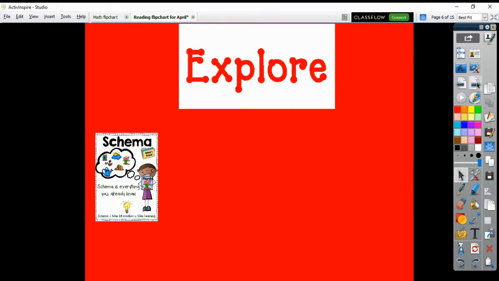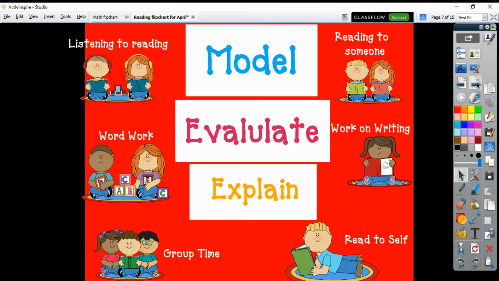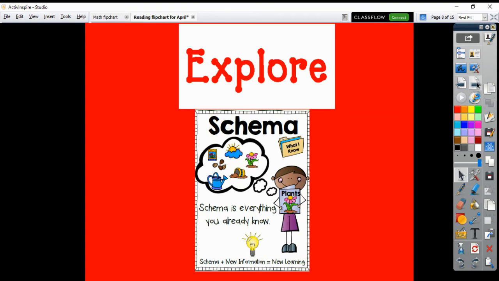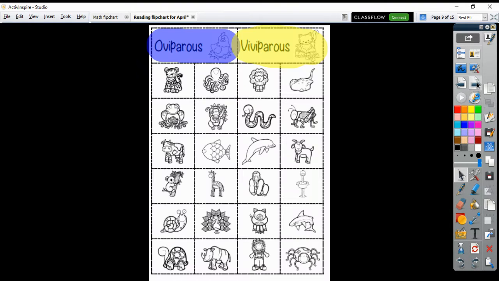And we're still going to be exploring schema today as we're going through our activity. And our schema, remember, is everything you already know about a topic. So today we're going to be talking about oviparous and viviparous animals. Oviparous means they lay eggs. Viviparous means they have live birth. They don't lay eggs, they have a live birth.